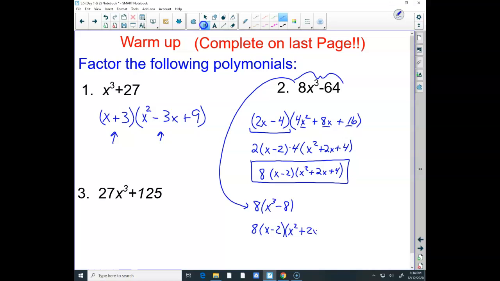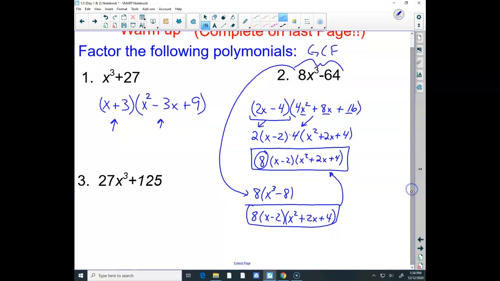X times 2 is 2x, plus 2 squared is 4. And you got the same exact thing. You just got there faster. But I just wanted to show, if you miss your GCF right away, it's not the end of the world. You don't have to erase and start over. You can take the 2 out of the first set of parentheses, the 4 out of the second, multiply them together. There was your GCF that we may have potentially missed in the beginning.